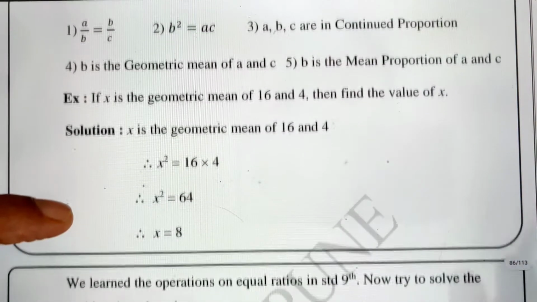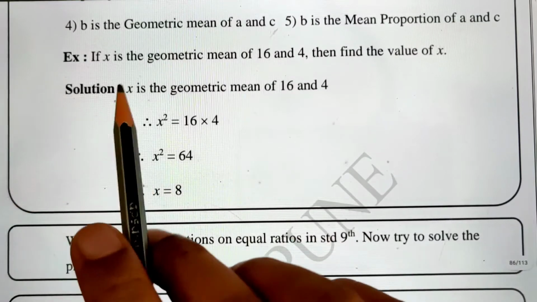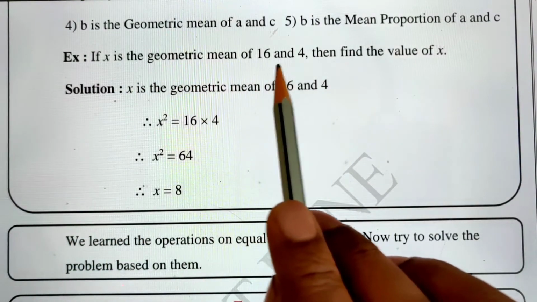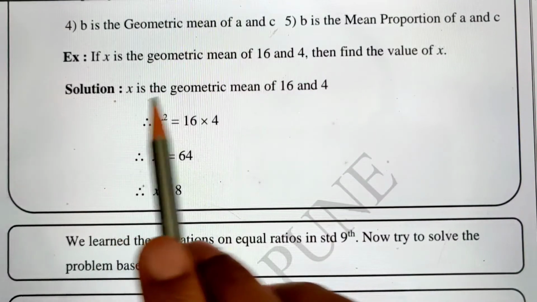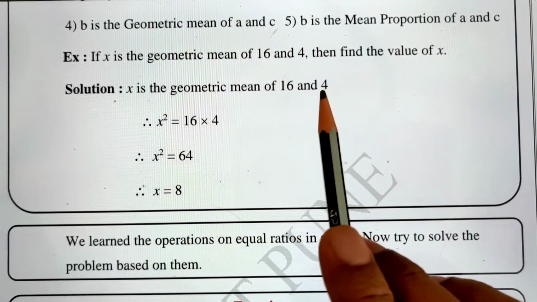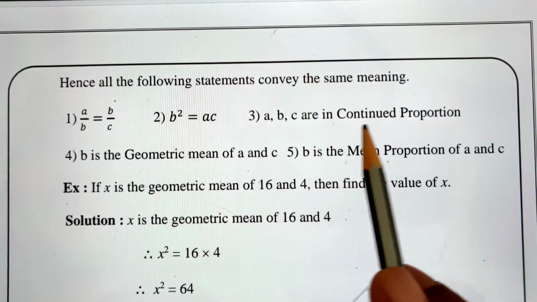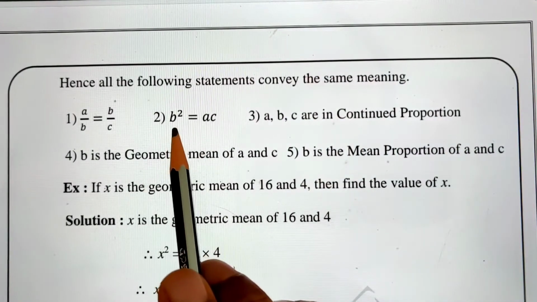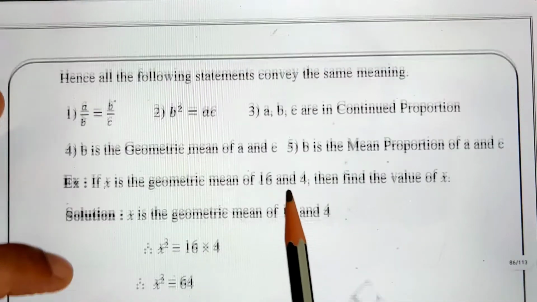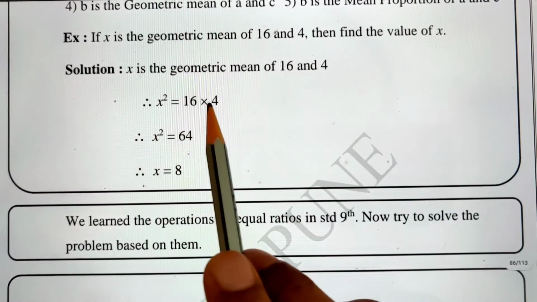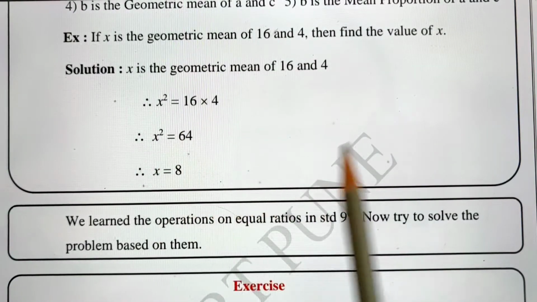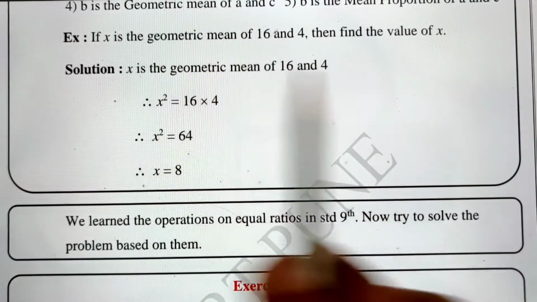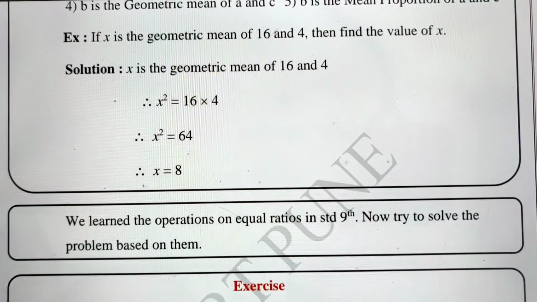Let us see that example. First example is given here. If x is the geometric mean of 16 and 4, find the value of x. Now x is the geometric mean of these two numbers. If A, B, C are in continued proportion, then what can we write? B square equals AC. Same here we can write x square equals 16 into 4. x square is 64. So x is equal to 8. So we can use the continued proportion concept to solve the example.